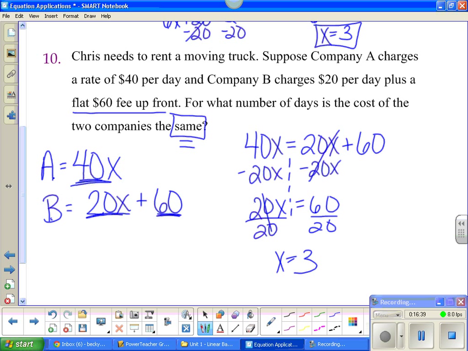Now, what happened before that? Well, before that, Company B is more expensive because they're charging this up front. But after 3 days, Company A becomes more expensive because they're charging $40 per day and Company B is only charging $20 a day.